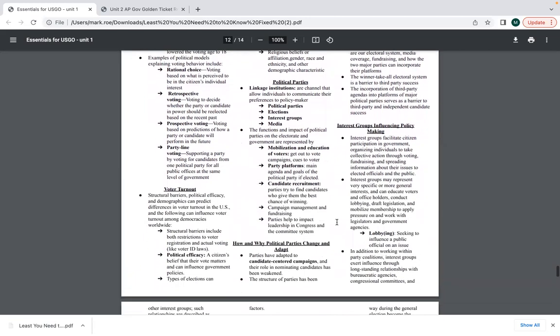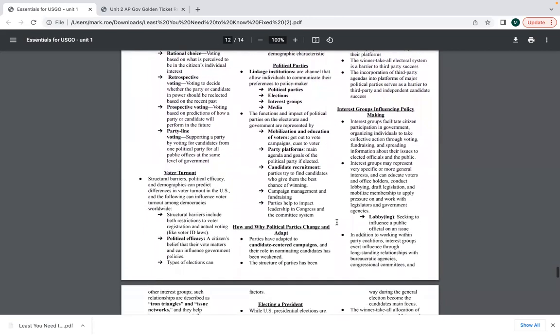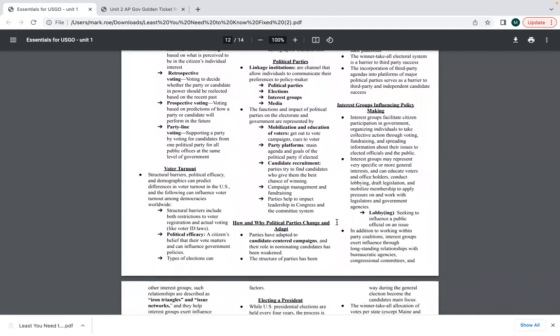Okay, getting into political parties quickly. Again, political parties and interest groups are very similar. What is the difference between interest groups and political parties?